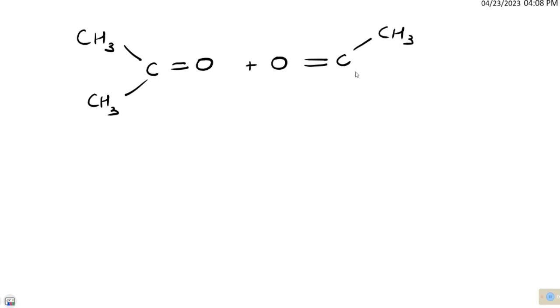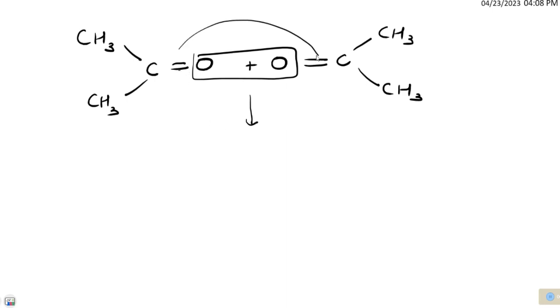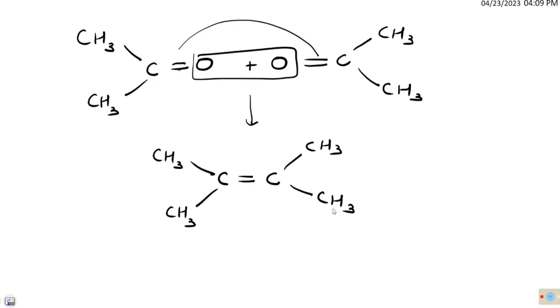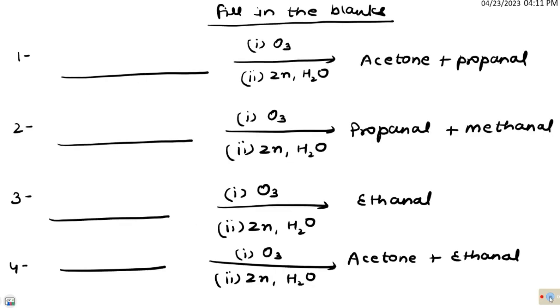2 molecules of the carbonyl compound you draw, remove the oxygens and join these double bonds together. That will be the alkene which you need to take to prepare acetone. So it is nothing but 2,3-dimethylbut-2-ene. So follow this trick, you will be able to solve your problems.